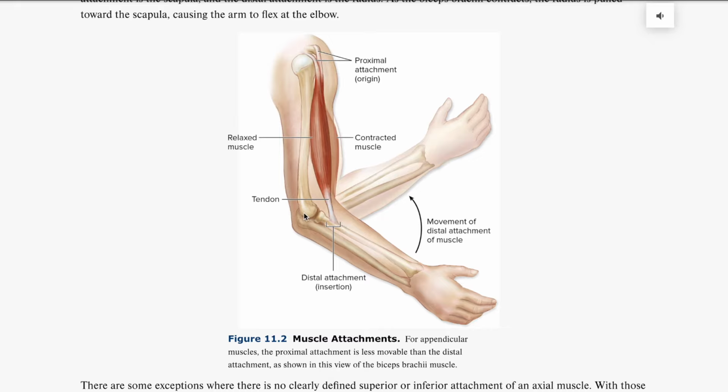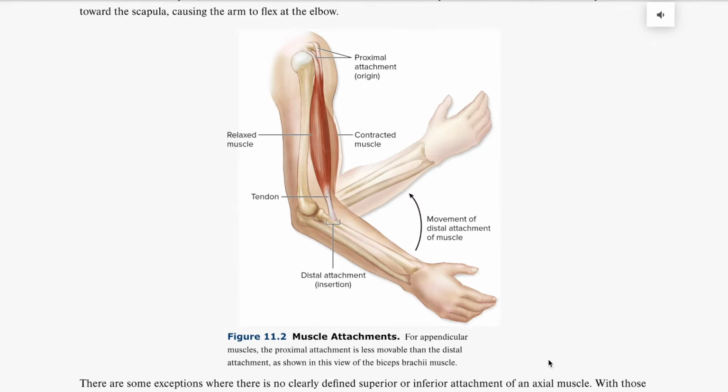Let's go back to kind of the old school or more simplistic definitions. We'd say, okay, the origin is the less movable attachment, the insertion is the more movable attachment. Well, when this biceps brachii contracts, this part of the forearm is going to move and come closer to the shoulder. So you could see that this end didn't really move, the less movable attachment, and this end did the moving. It's the more movable attachment.